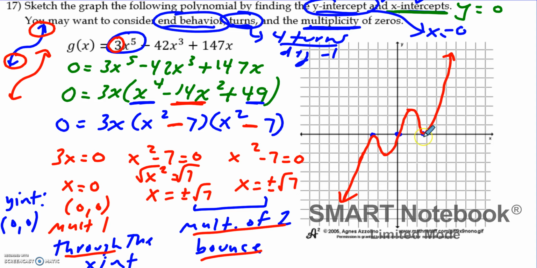It goes through every x-intercept I wanted it to. It bounced where there was a multiplicity of 2. It went through where there was a multiplicity of 1. And it has the end behavior that I expect. So this is a problem that I would definitely consider redoing a couple times. I'm sure there are other example problems that we've done in class too that I would redo. There's a lot to think about, but I don't think it's anything you cannot handle.